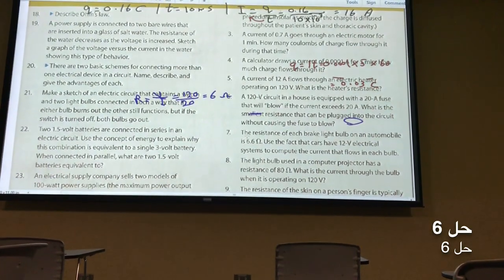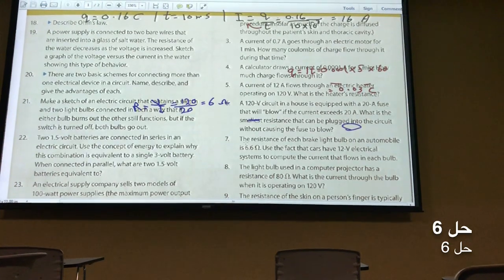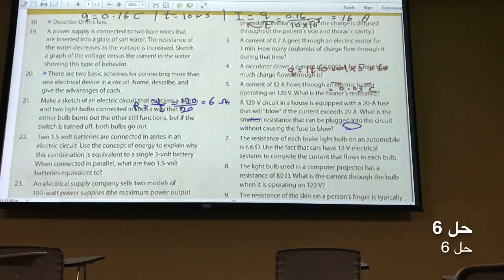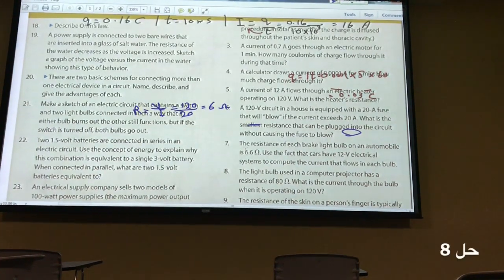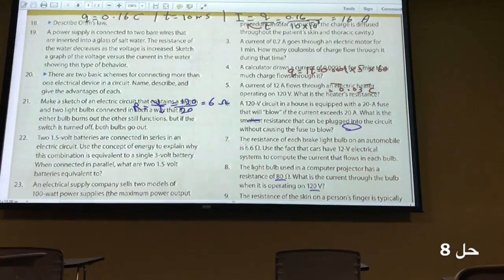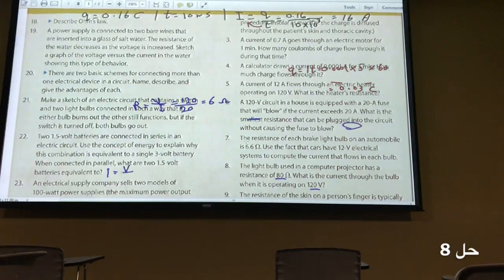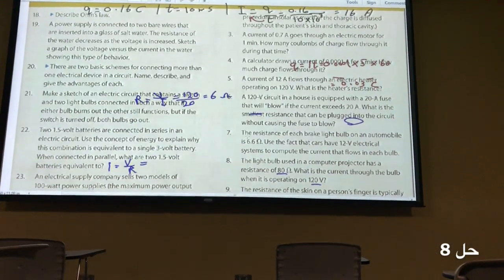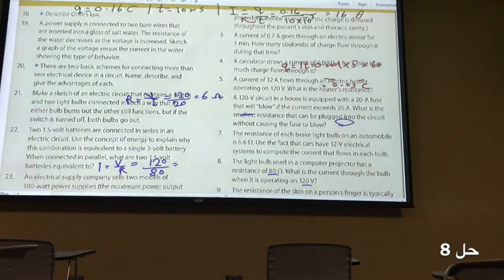The light bulb used in a computer projector has a resistance of 80 ohm. What is the current through the bulb when it's operating on 120 volts? What are the givens? We have the resistance and we have the volt. He wants you to find the current, so the current equals V over R. 120 over 80 equals 1.5.